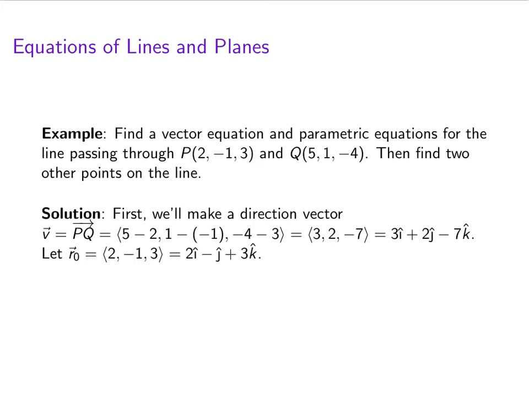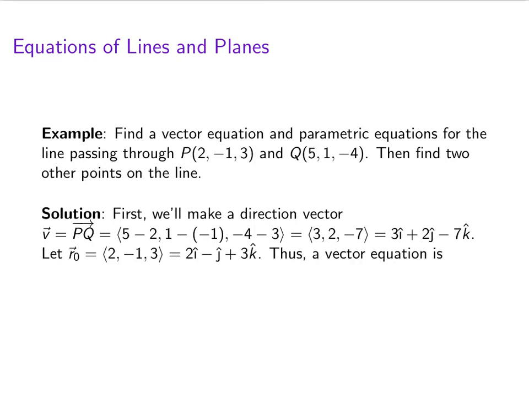Let's let R0 be a fixed vector that points to any point on the line. Since we're given 2 points, we'll just go ahead and choose one of those. I chose (2, -1, 3) to make a vector R0 pointing from the origin. You could pick the other one. You'll get different looking equations, but it'll still represent the same line.